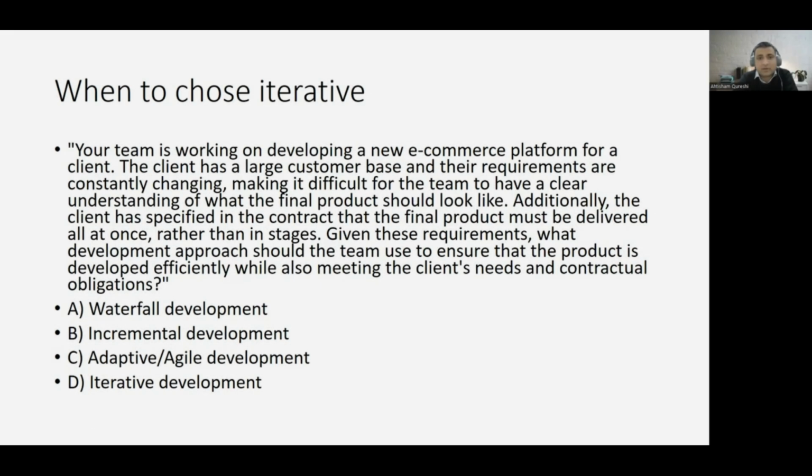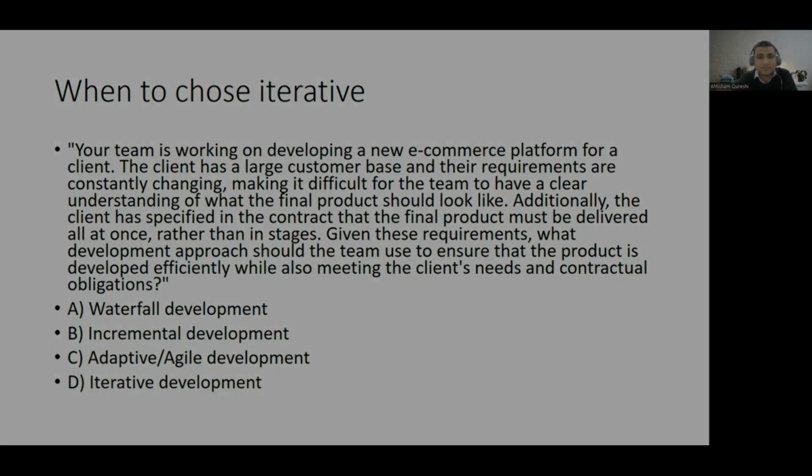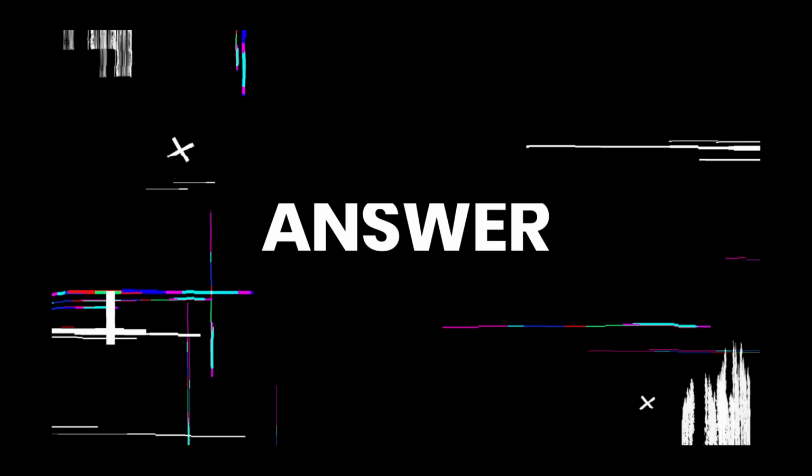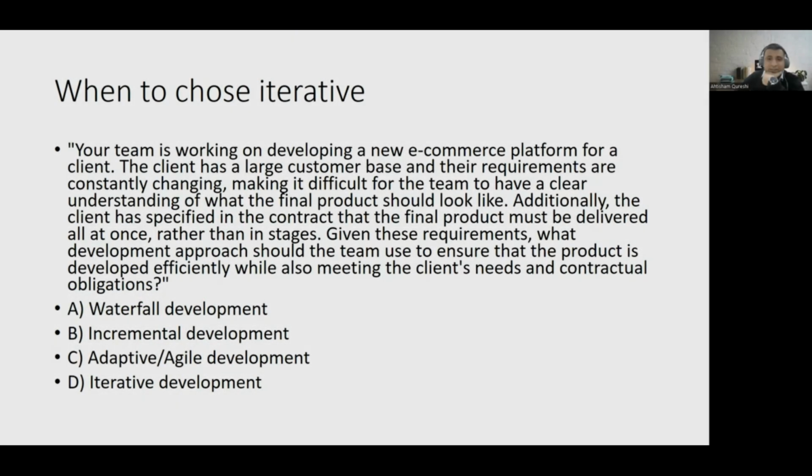Your team is working on developing a new e-commerce platform for the client. Client has a large customer base and requirements are constantly changing, making it difficult for the team to have a clear understanding of what the final product should look like. Additionally, the client has specified in the contract that the final product must be delivered at once rather than in stages. So given these requirements, what development approach should we use? So that's iterative.